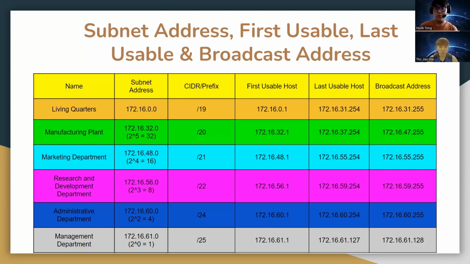All right, for the first usable host, for example living quarters, you add 1 to the subnet address. For the broadcast, you take the next subnet address, which is the manufacturing plant, minus 1, to get the broadcast address. For the last usable, you subtract 1 from the broadcast address. That's all.